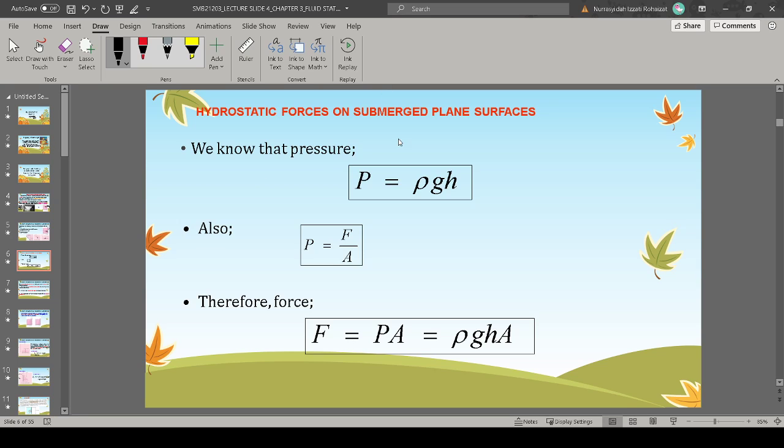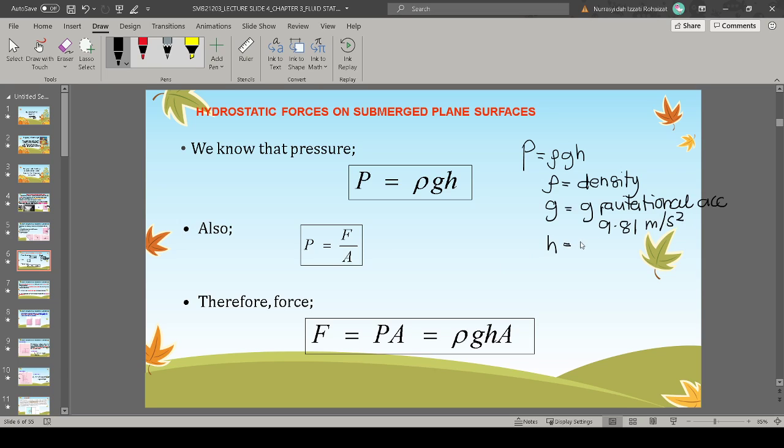We learned that pressure is rho g h, right? What is rho? It is the density of the fluid. g is the gravitational acceleration, 9.81 meters per second squared. And h is the height of the water.